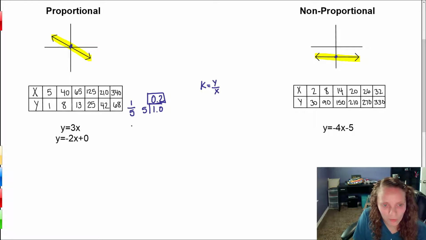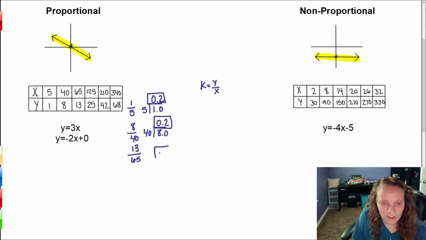Let's look at 8 over 40. First number in, last number out. 40 does not go into 8, add a decimal and a 0. 40 does go into 80 2 times. So again, we're getting 0.2. Let's look at 13 over 65. 13 in, 65 out. 65 does not go into 13, add a decimal and a 0. 65 does go into 130 2 times.